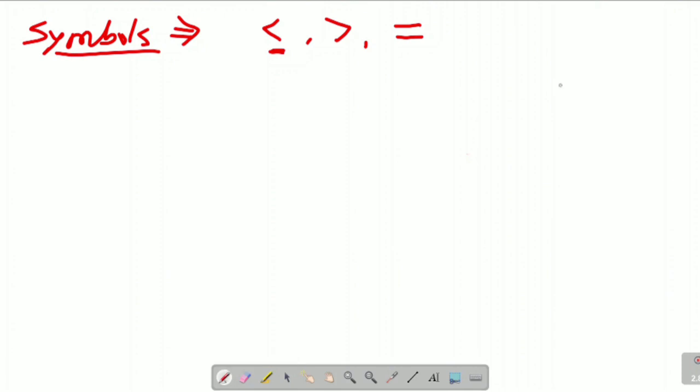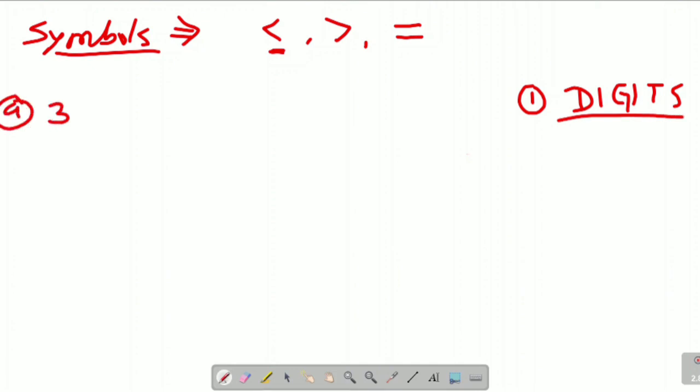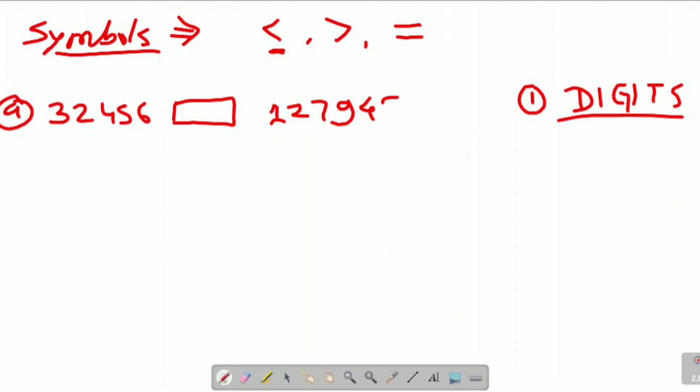So for that, the first point is to compare the digits. Let me take one example: 3, 2, 4, 5, 6. Let me use one box for putting the symbol, and 1, 2, 7, 9, 4, 5, 8. So what was our first tip? Count the digits. The number which has more digits will be the greater number.